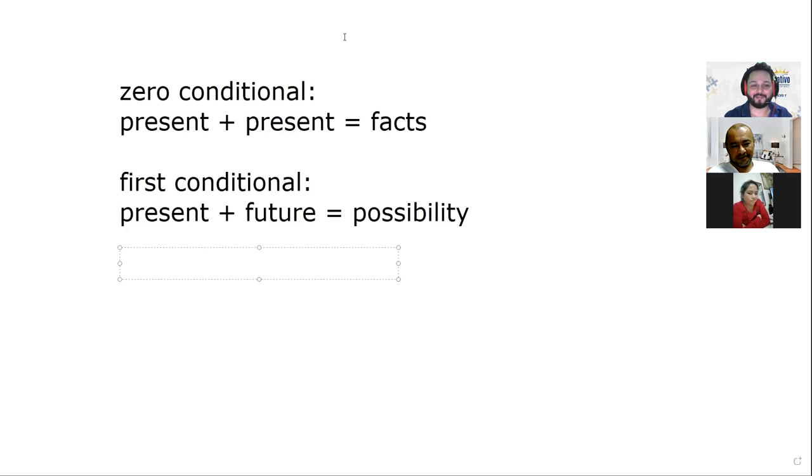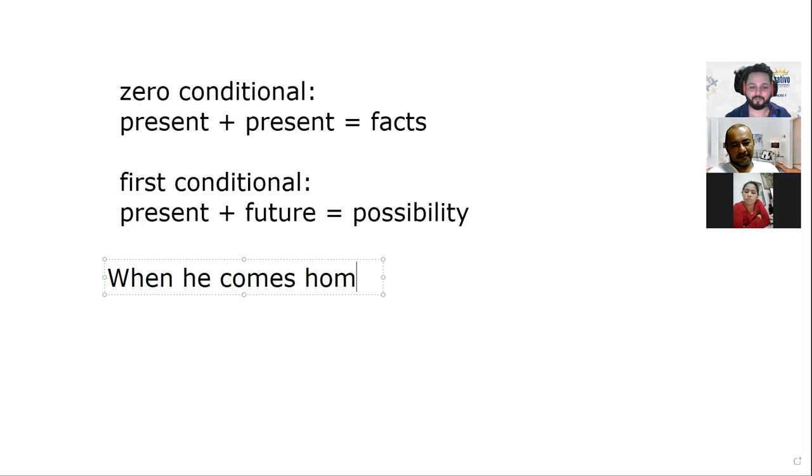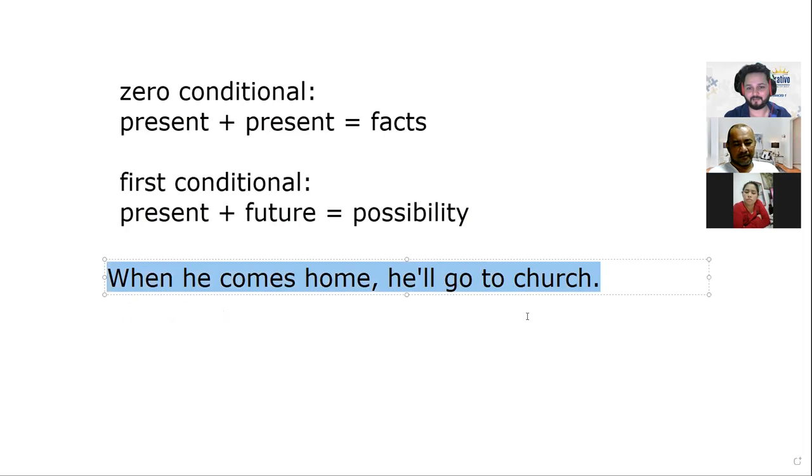All right, me estás hablando de zero conditional, eso ya te lo expliqué. Si me estás diciendo presente, es zero conditional. Si vos querés usar when and first conditional, you have to use present plus future. So, for example, when he comes home, we'll go to church. Or you can say, when he comes home, he'll go to church, right? But this doesn't mean what you think it means. Eso ya no significa que cuando viene a la casa va a la iglesia. Eso quiere decir cuando él venga a la casa, él va a ir a la iglesia. Got it? It's different.